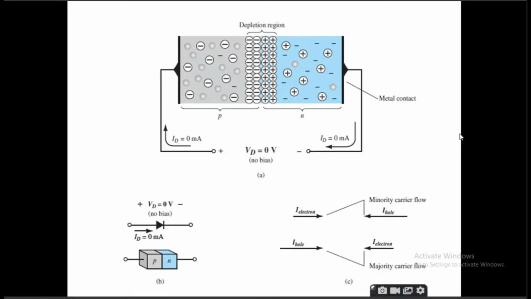Below, in figure B, you can see the symbol of the diode, how we represent a diode in our copies. Whenever we represent a diode in our copy, we show it with this triangle symbol. And obviously we have seen what a majority carrier is and what a minority carrier is.